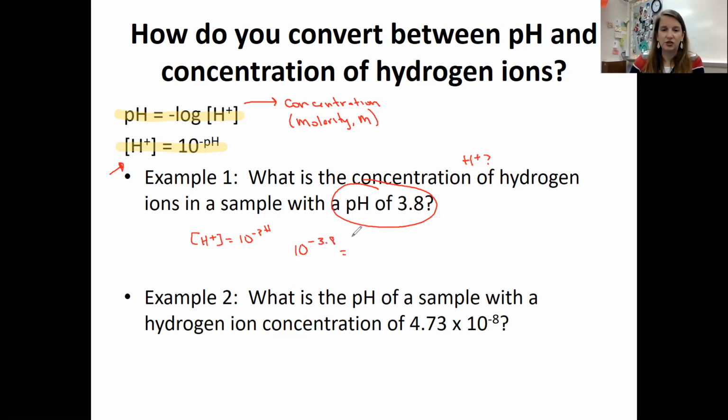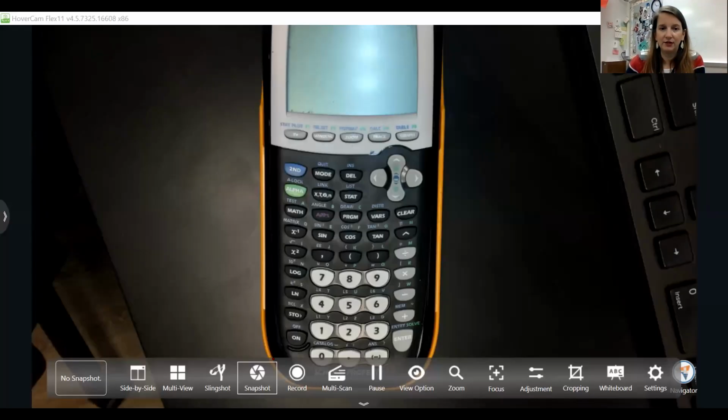So I'm going to go ahead and switch, trying to use my hover cam so I can show you how to input this into your calculator. So I'm going to stop sharing this one, and I'm going to share my hover cam. And so hopefully this is showing up here.